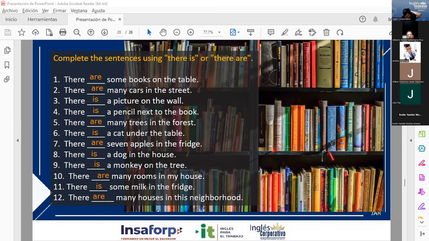Hey, Akaisho. Ahí les compartí la captura. Okay. Al chat. Thanks. Okay. Thank you. Vamos con la siguiente.